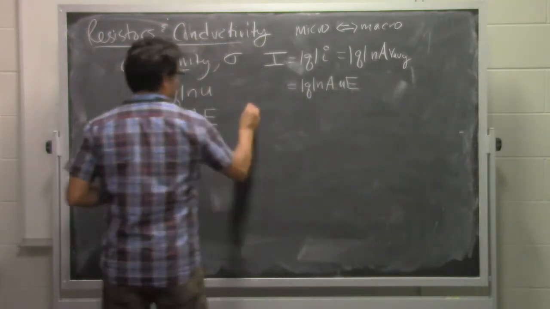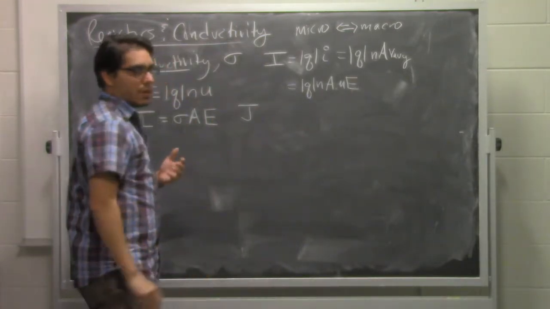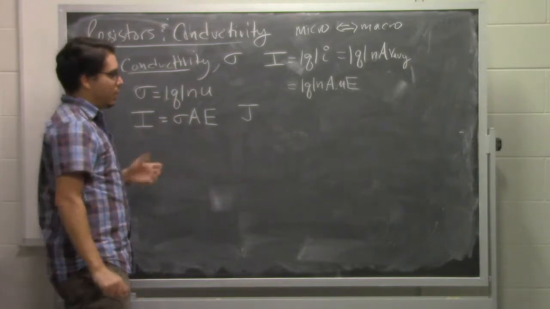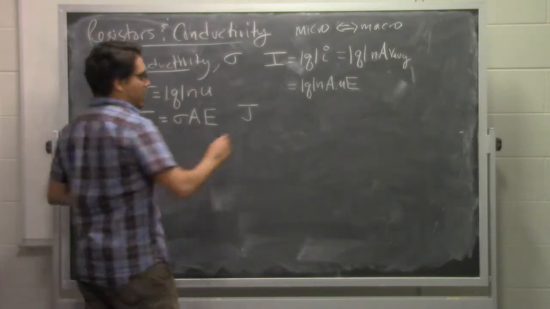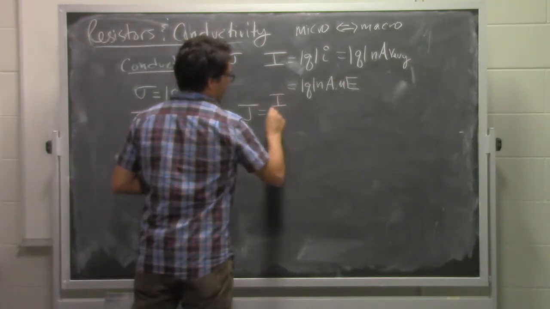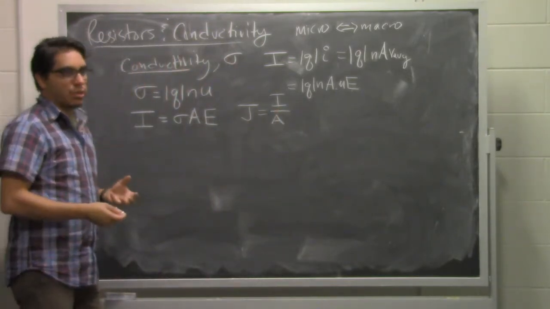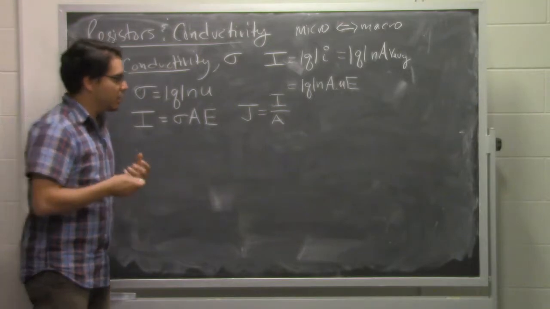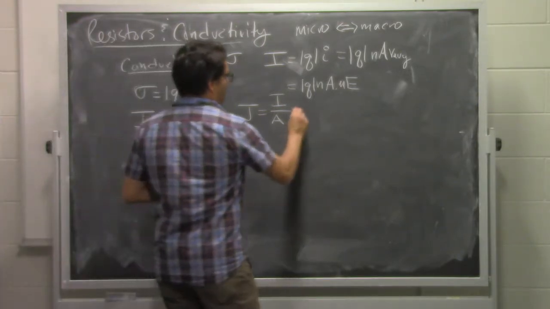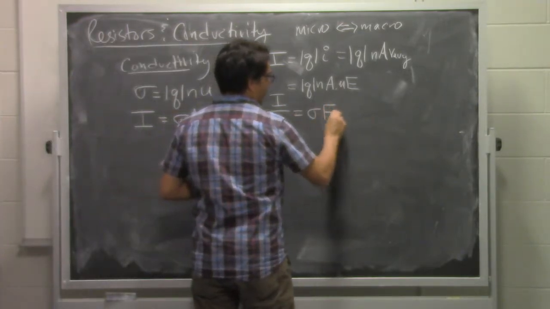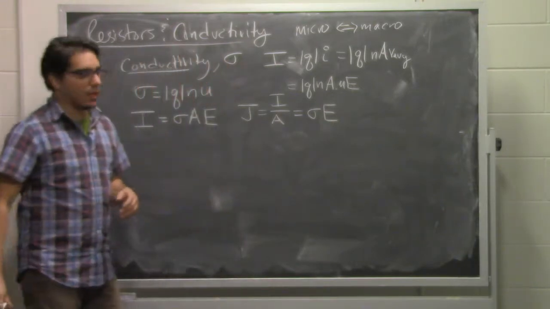Now, it's quite common for us to define a current per unit area, so a current density, which is essentially the relationship between the current and the cross-sectional area. It tells you how much current per unit area is flowing through a material. And that is directly related to the conductivity and the electric field.